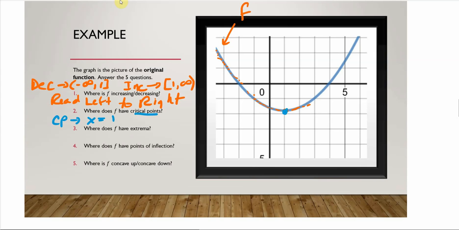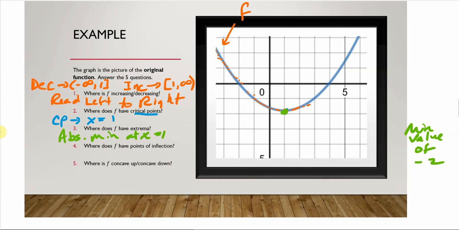Just because it's a CP doesn't make it an extrema, because all extremas are critical points, but not all critical points are extrema. So what we need to know is, where does f have an extrema? Right there at that CP, we're going to say that it has a minimum, and we can say it's an absolute minimum at x equals 1. If I ask for the minimum value, you're going to say it has a minimum value of -2. It touches there at -2.